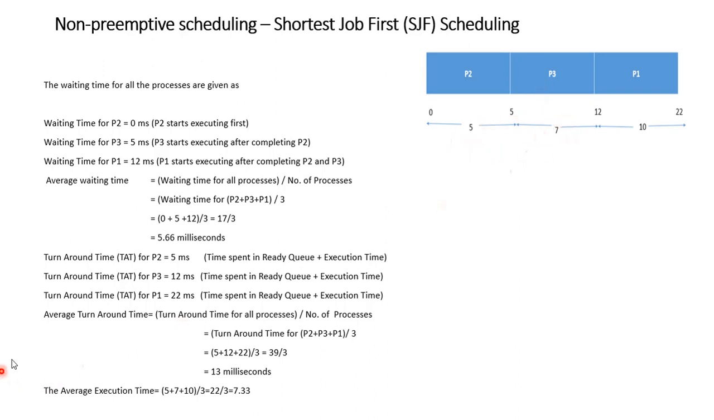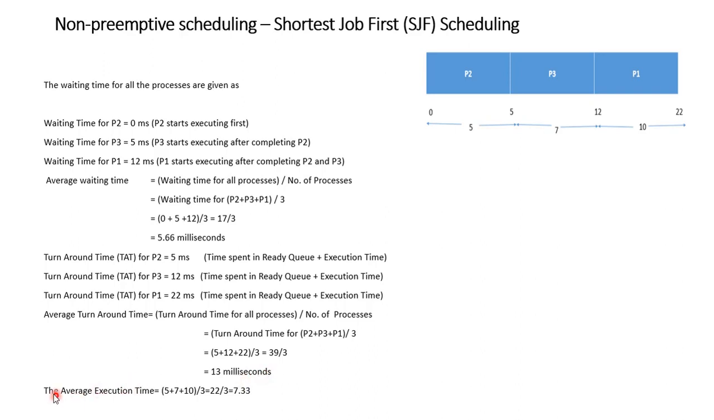5 plus 7. Turnaround time for P1 is 22 millisecond. That is the time spent in the ready queue by process P1, 5 plus 7, that is 12, and then the execution time of process P1 is 10 millisecond. So 5 plus 7 will be the time spent in the ready queue plus the execution time of P1 is 10 millisecond. Altogether it will be 22 millisecond. Now the average turnaround time is the average of these three. So that will be 13 millisecond.